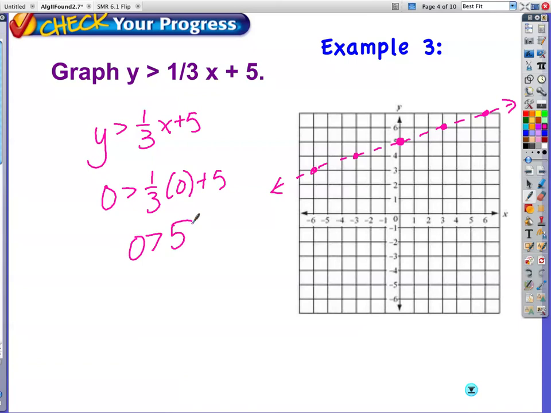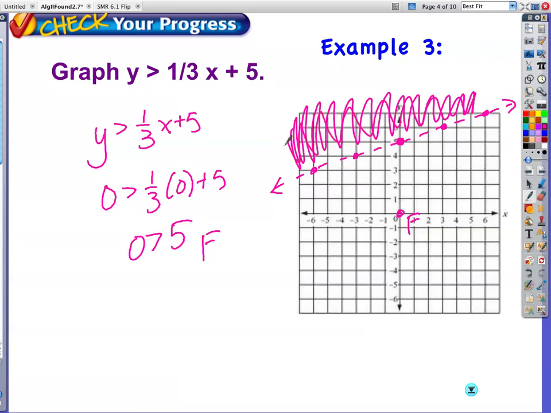0 is greater than 5. That's false. This point is false, which means all of the points on this side are false, which means all of these points are true. We shade the true side.